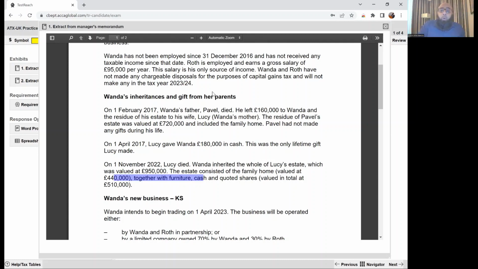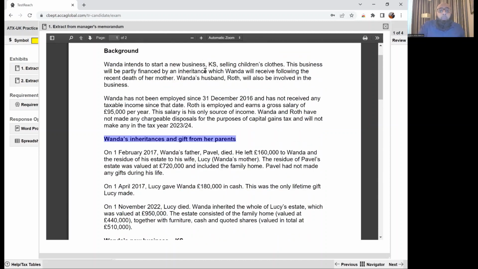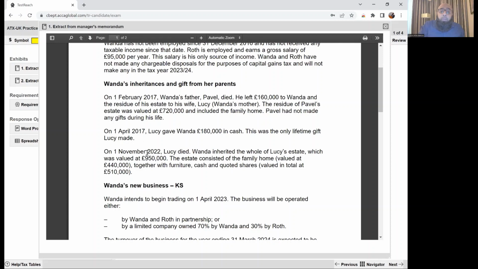See, our question was Venda's inheritance. We have to talk about Venda's inheritance. Okay. Now, she was about to start the business, which will be partly financed by inheritance which Venda will receive following the recent death of her mother. So the recent death of the mother, Lucy, was in 2022. But the question also gave us some data about February 2017, which includes data about Lucy's husband, Pavel's death. Now, whenever the question gives you data about the spouse death, you have to always think about the transfer of NRB issue.